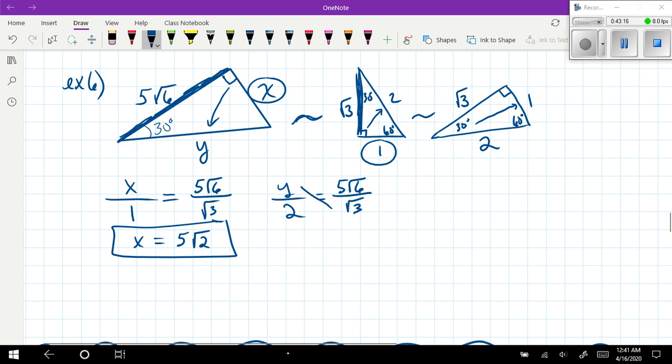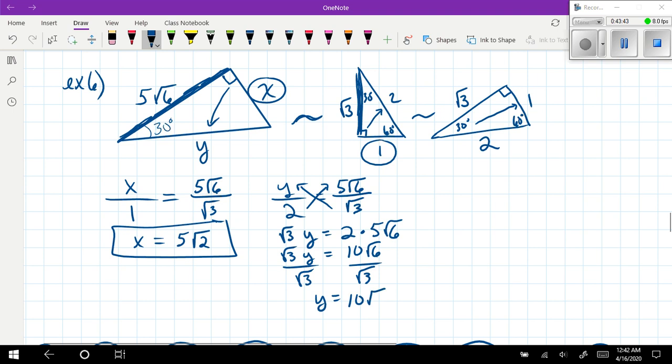So I can cross multiply this, or you could have cleaned it up a little bit first. It's up to you. I get the square root of 3 multiplied by y is equal to 2 times 5 root 6. Well, 2 times 5 root 6 is 10 root 6. All right, outside to outside. And then if I divide both sides by root 3 to solve for y, I get y equals 10 root, what? Square root of 6 divided by square root of 3? That gives me 10 root 2, which shouldn't be a surprise because x was the short leg.